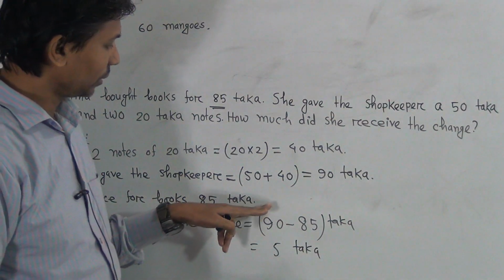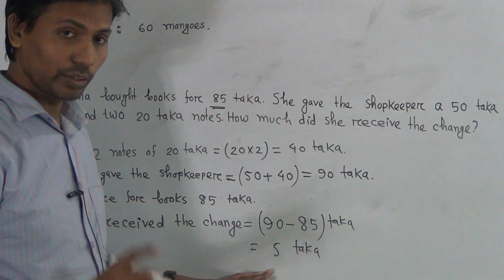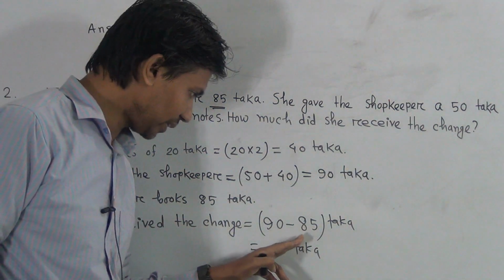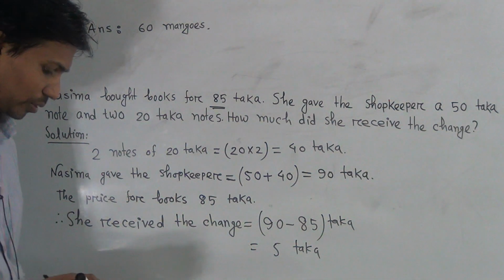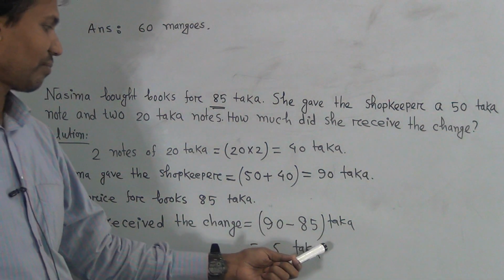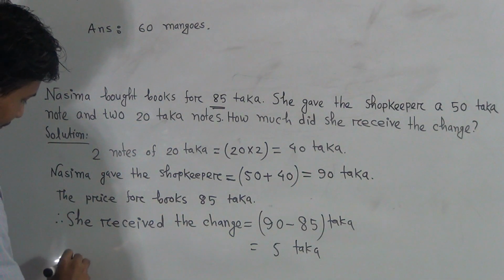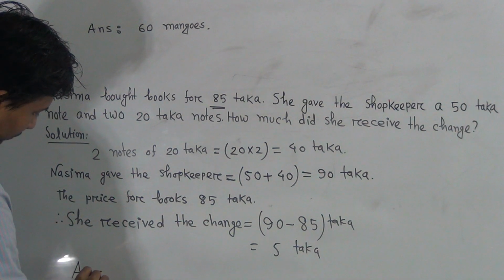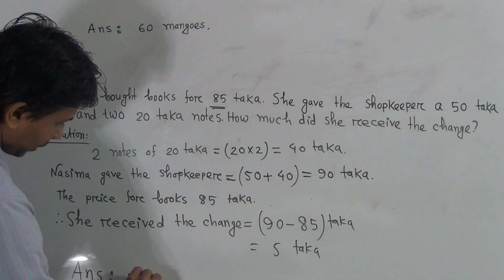You see 0, that means 10. 10 minus 5 equal to 5, and you have 1 in your hand. 1 plus 8, 9. 9 minus 9, 0. Otherwise you can easily calculate 90 taka minus 85 taka equal to 5 taka. Now write the answer: 5 taka.